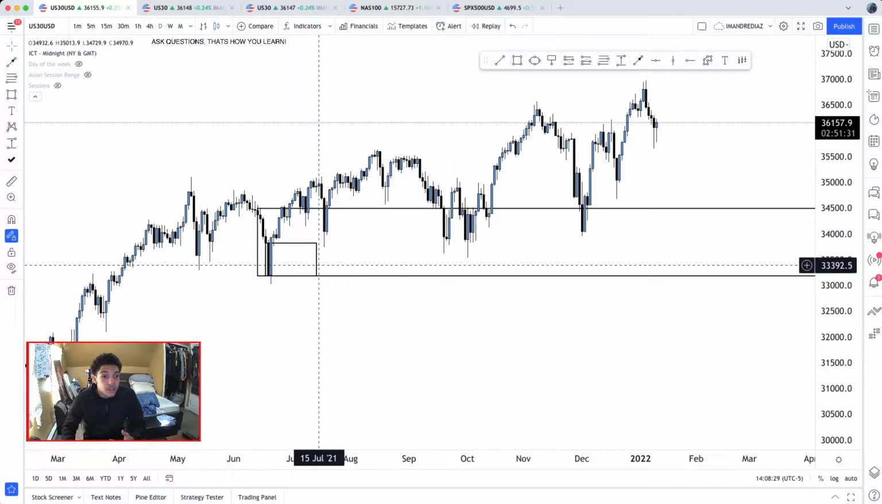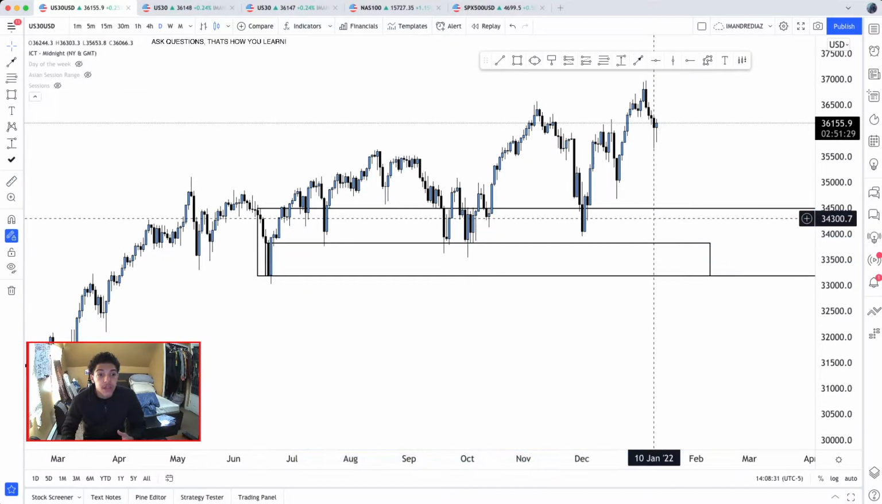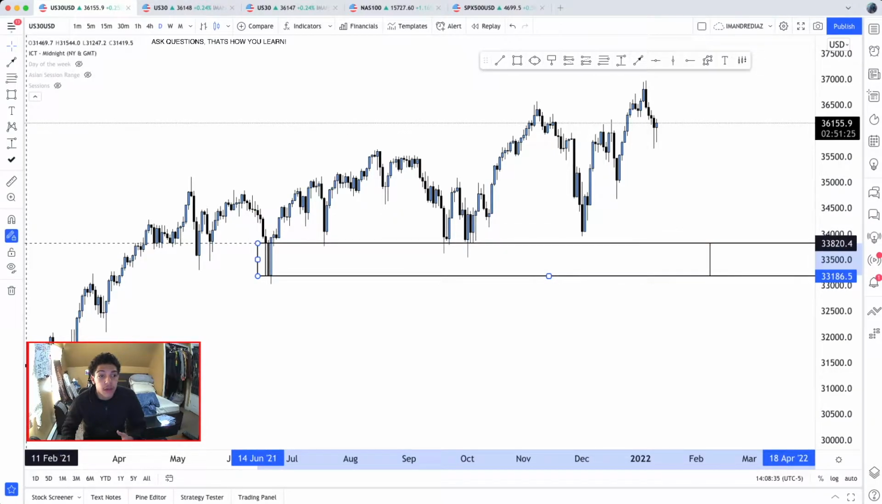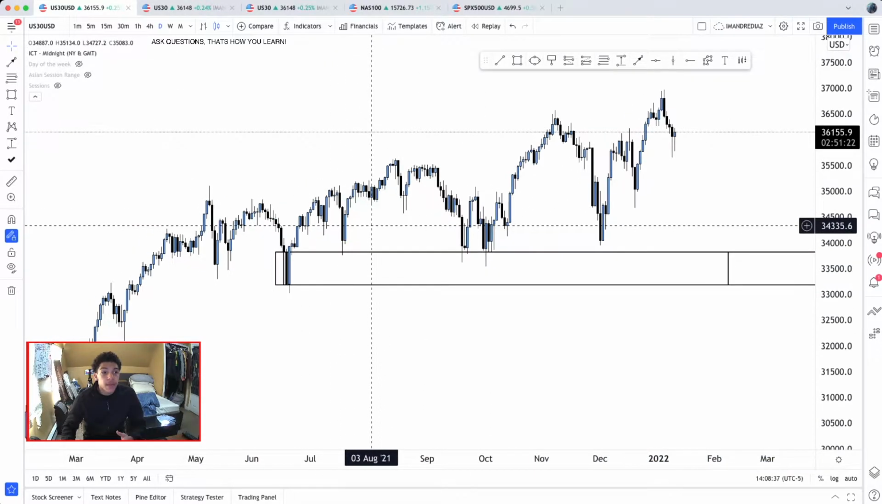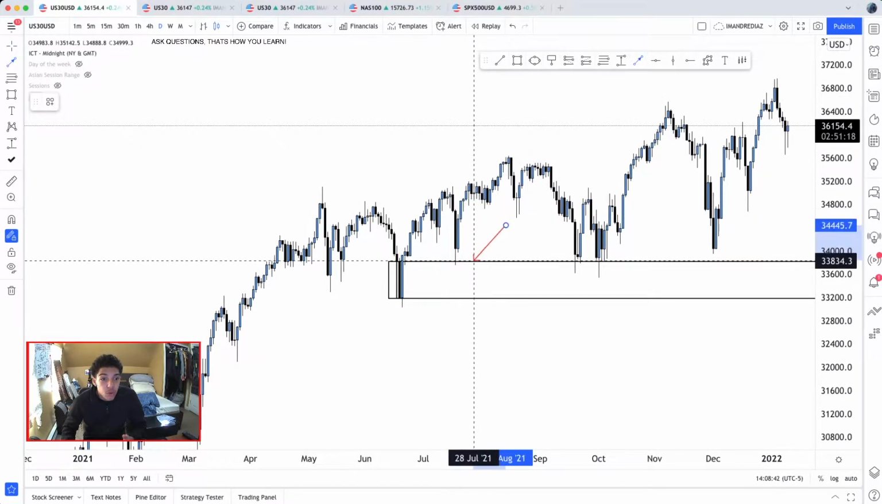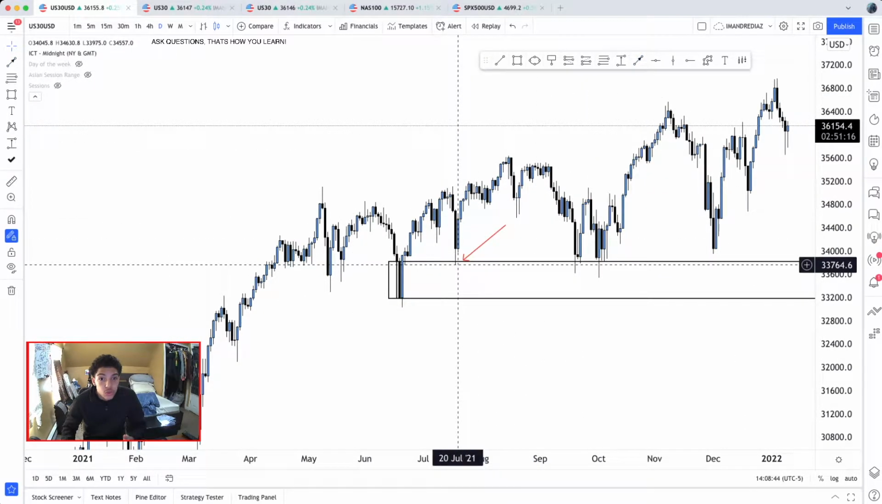So why is this important? For one, because this refines it. So now it makes it so you don't have to use this whole weekly order block. You can now refine it to the specific area here. Now what do we see here? You see that price came almost to the pip of this area. Almost to the pip, mind you.